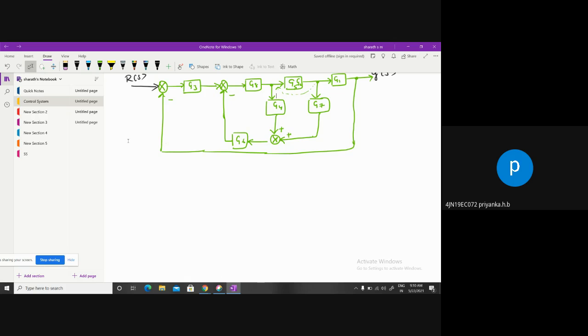G5 into G2. So once we shift the takeoff point from right to left, here we need to do the alteration. So just make a multiplication of G7 with G2, G5. So this is what the shifting of the takeoff point is.